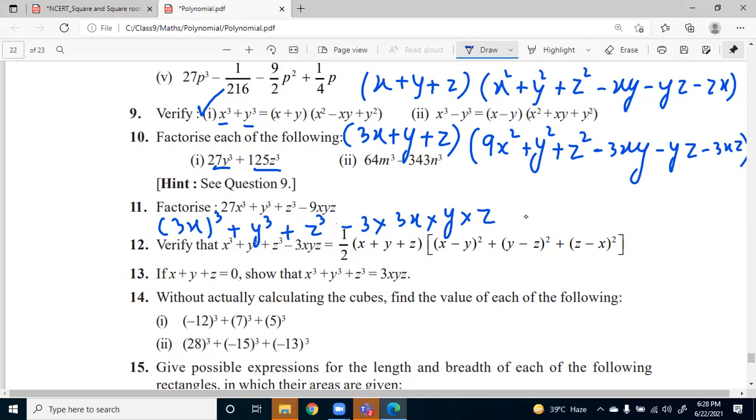So have you completed question number 11? Can we proceed to the 12th one? If you feel there is any doubt, then please ask.